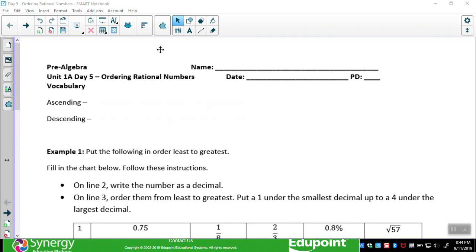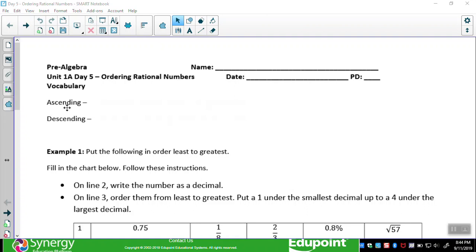Hi everyone, today we're going to be talking about ordering rational numbers. Last class we talked about how to convert different forms of numbers into decimals. So we're going to utilize that skill today to help us order rational numbers that are written in different forms. But first we need to go through some vocabulary.